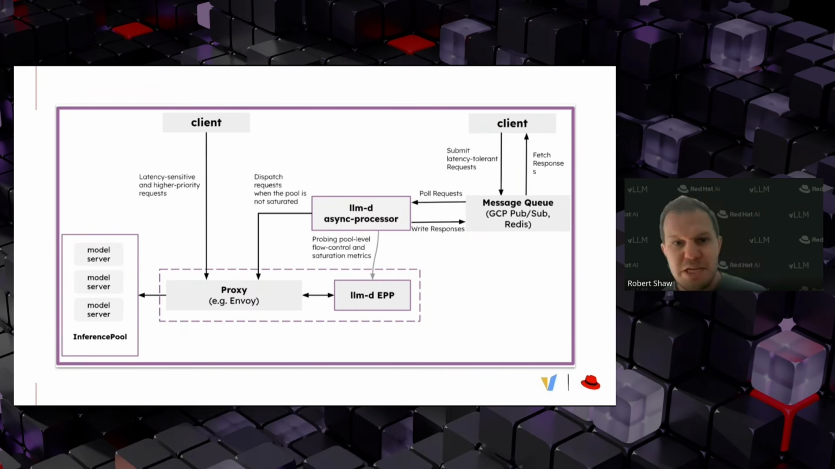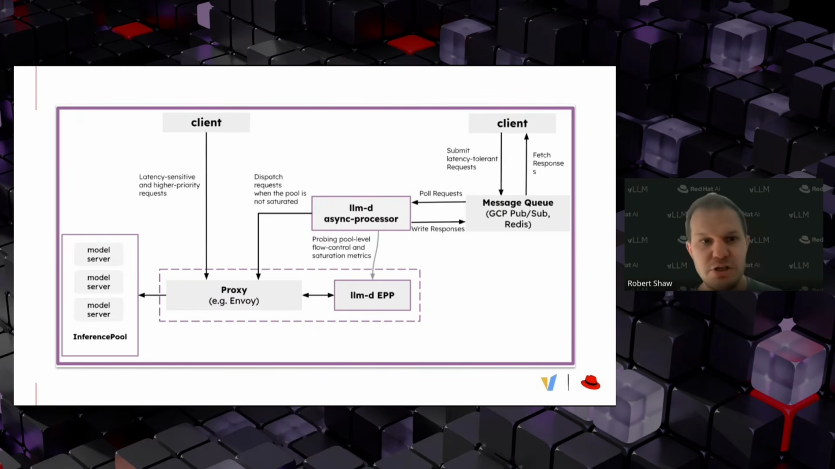And in llm-d, we have a component called the llm-d async processor, which basically is a stateful component that will dispatch requests. It will talk to the EPP and probe the EPP for saturation detection and then dispatch requests. The EPP treats these as low priority requests, such that if there's online traffic, they will be prioritized over the offline traffic. But this allows you to make progress on the offline batch workload without starving the online requests.